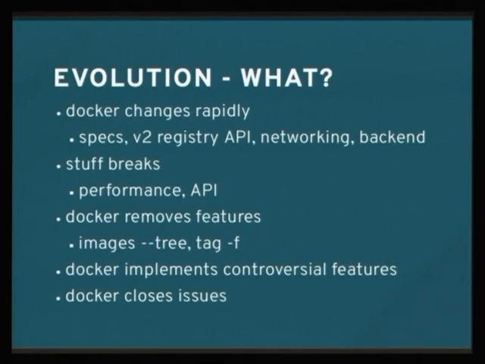Okay, so there are also breaks in performance. For example, in 1.9 there was a change with docker ps. With 1.9, it was slowed down really badly, so they had to fix it in 1.9.1. There are also breaks in API, but those are just bugs, which are usually fixed.